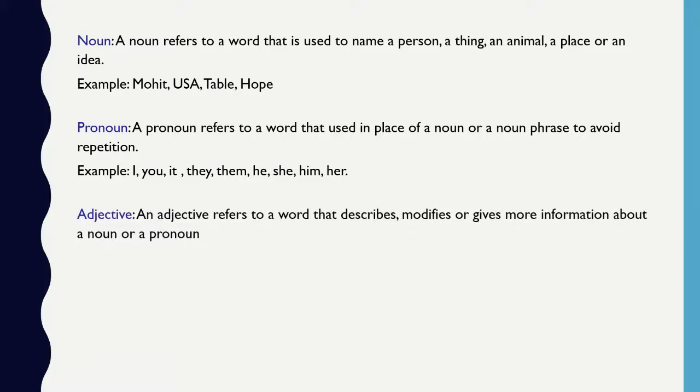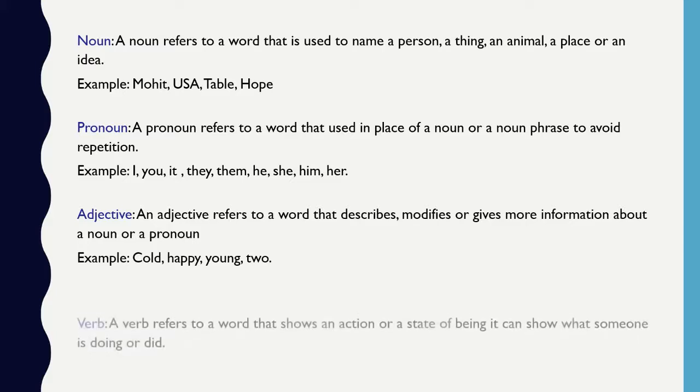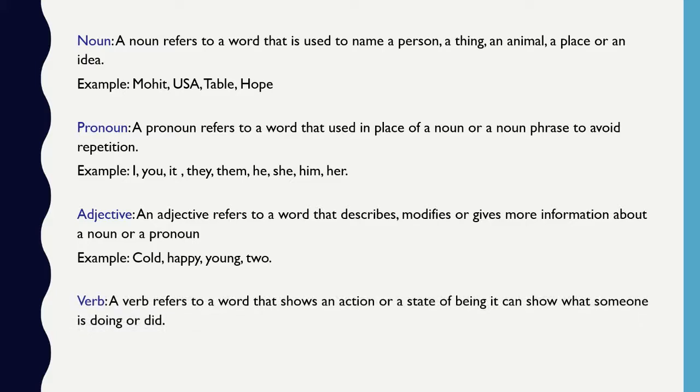Adjective. An adjective refers to a word that describes, modifies, or gives more information about a noun or pronoun. Example: cold, happy, young, and two. Verb. A verb refers to a word that shows an action or a state of being. It can show what someone is doing or did. Example: go, speak, live, and run.